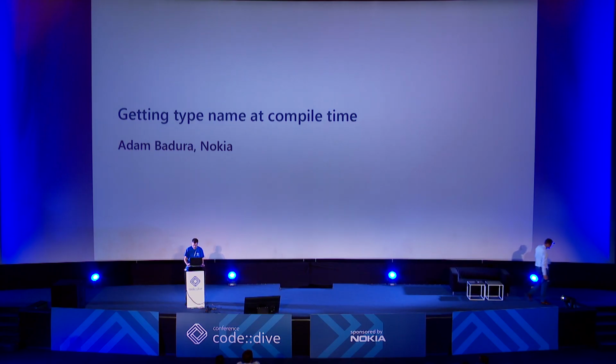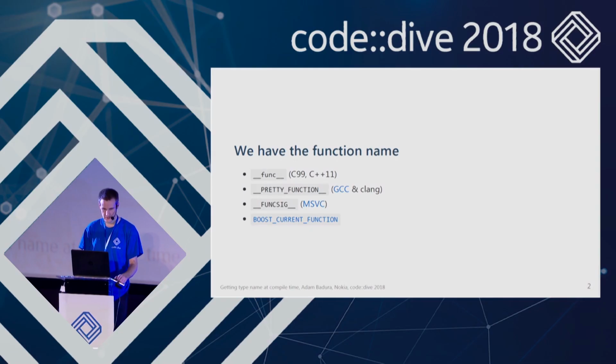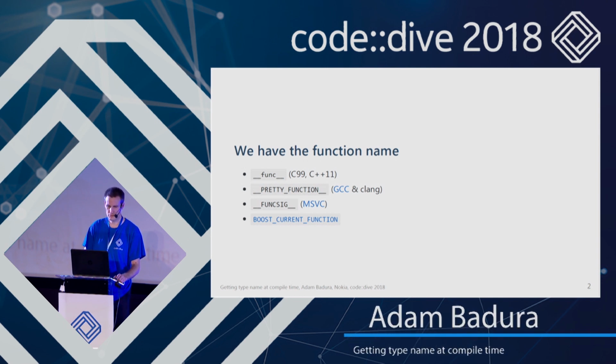Okay, welcome. Today I'm going to show you a small library about getting type name at compile time. Let's first start with the basic getting the function name, because that's pretty well known. We have the __func__ symbol, which was standardized some time ago already. And there are some older symbols provided by vendor-specific extension. It's __PRETTY_FUNCTION__ for GCC and Clang. Interestingly, they are not the same. They differ slightly in both of those compilers.